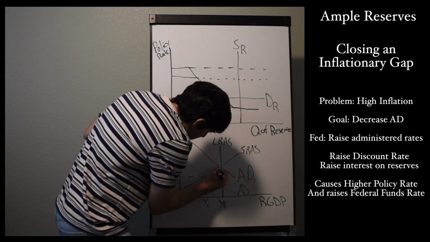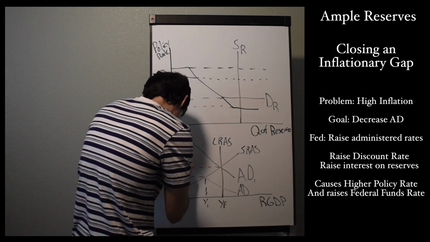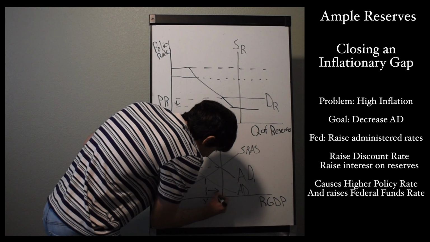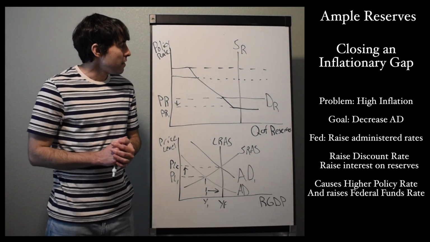And we close that output gap. We have a higher price level, PL2, but we have full employment again. The unemployment rate goes down, aggregate demand goes up, everything is great.